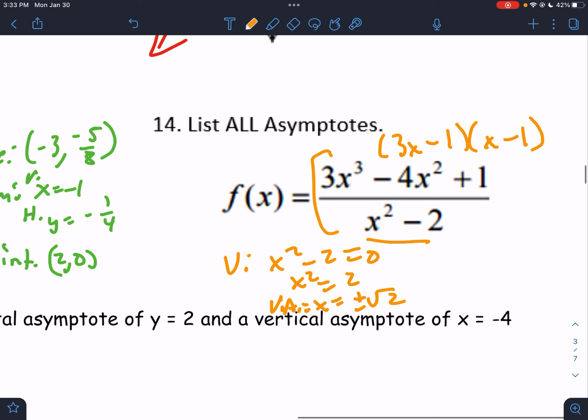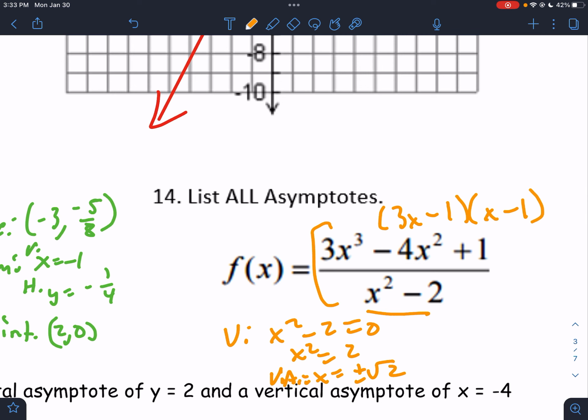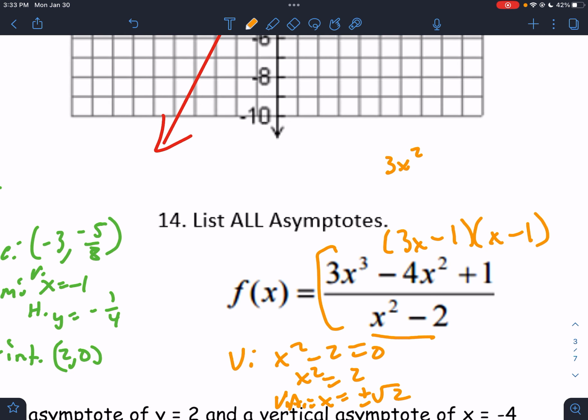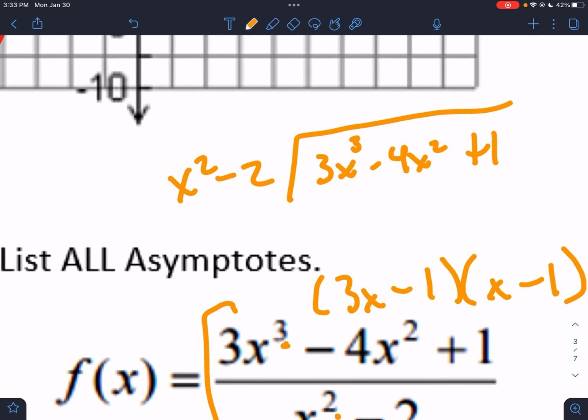And because it's top heavy, we actually have to do division. I'm going to do it up here. We have to do 3x cubed minus 4x squared plus 1 divided by x squared minus 2. Anytime it's top heavy, your asymptote is not going to be horizontal. It's going to be a parabola or something else. It could be a line. This one is 1 degree higher on top, which is linear. But let's see. So we do this division.